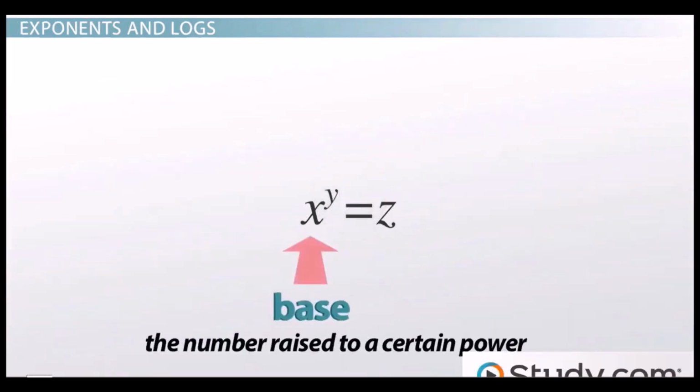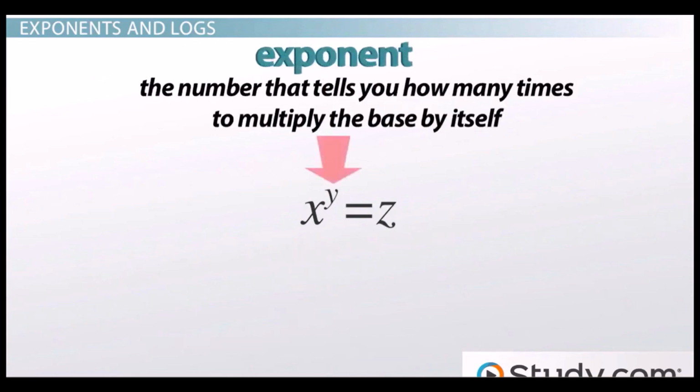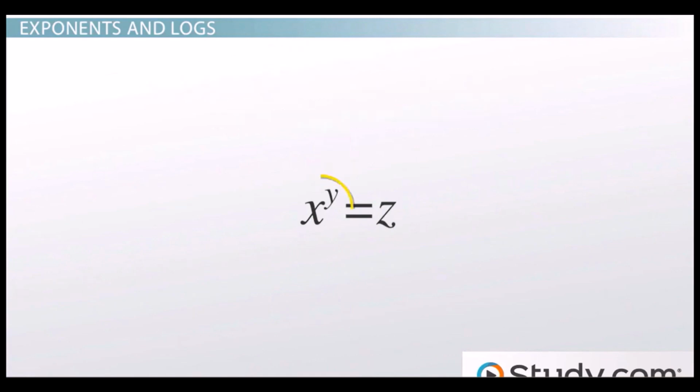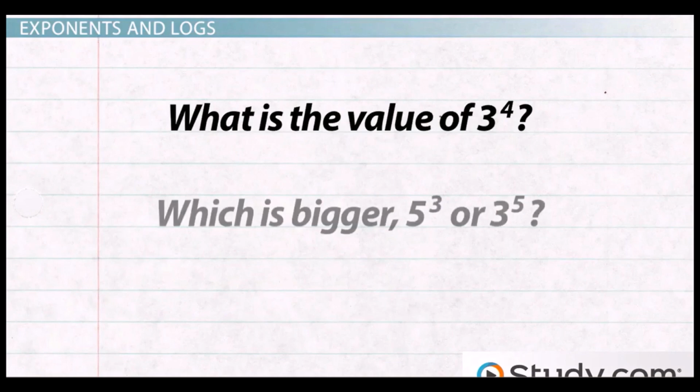In this equation, x is called the base, the number raised to a certain power. Y is called the exponent, the number that tells you how many times to multiply the base by itself. You are probably familiar with math problems that give you x and y and ask you to solve for z. For example, what is the value of 3 to the power of 4? Or which is bigger, 5 to the power of 3 or 3 to the power of 5?